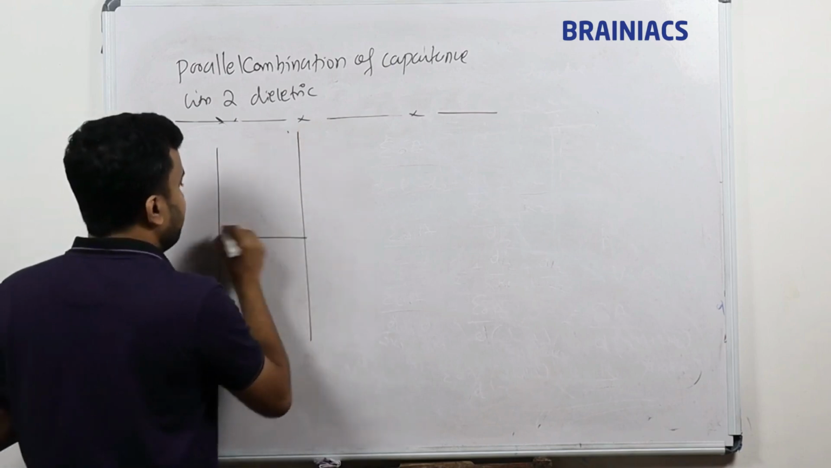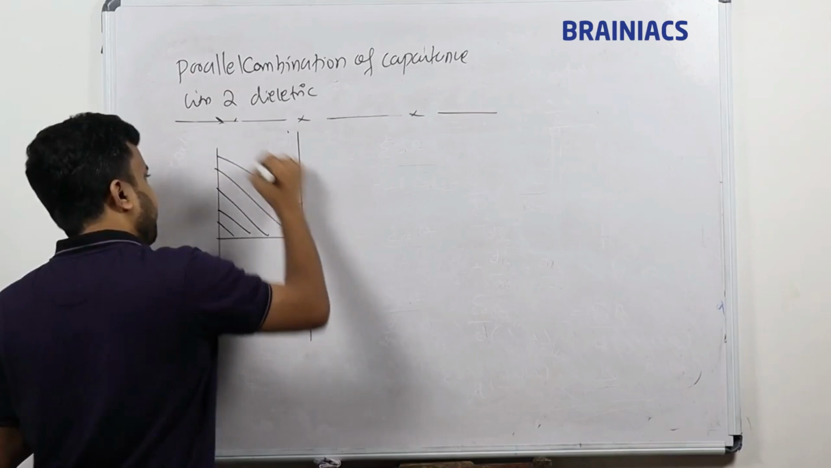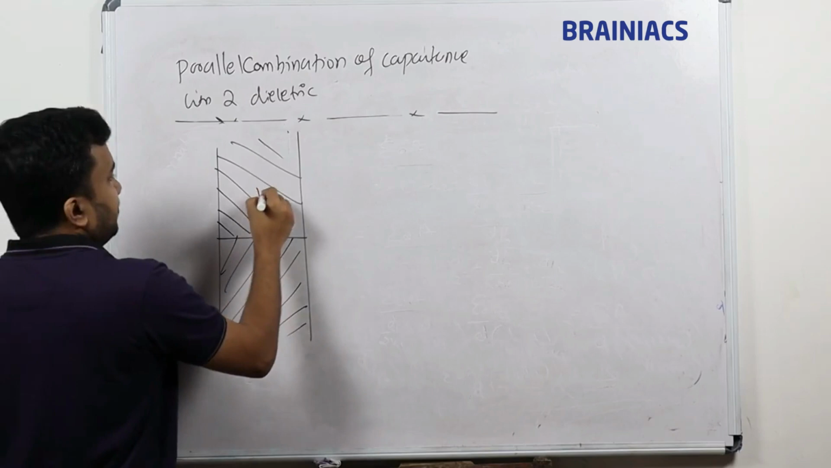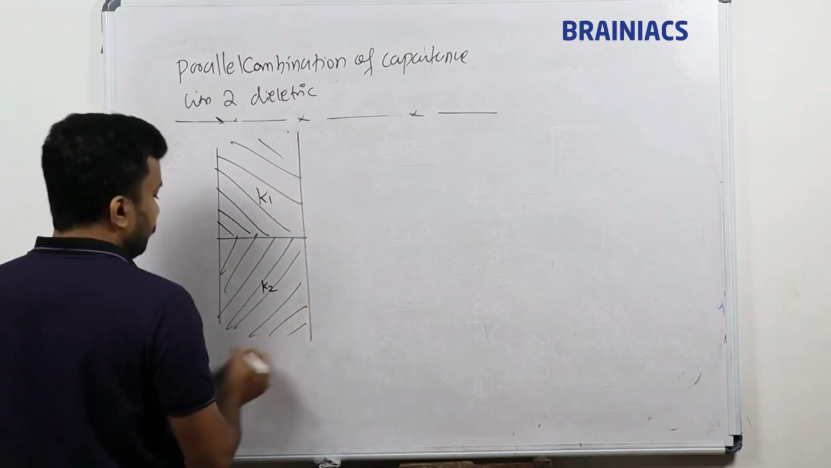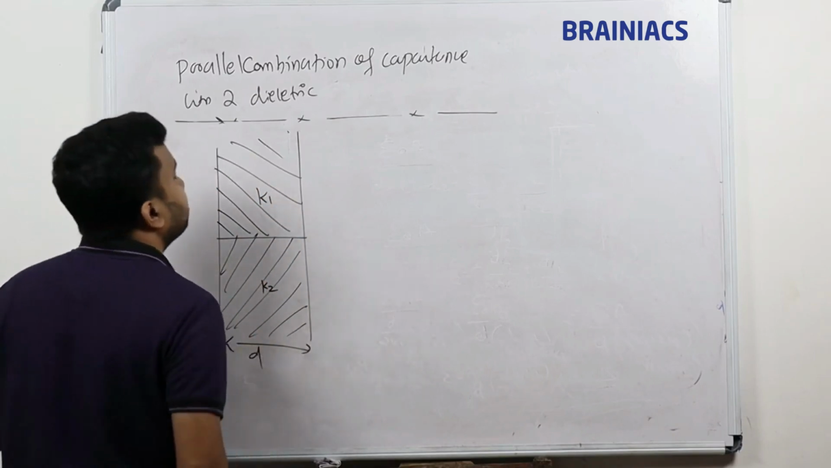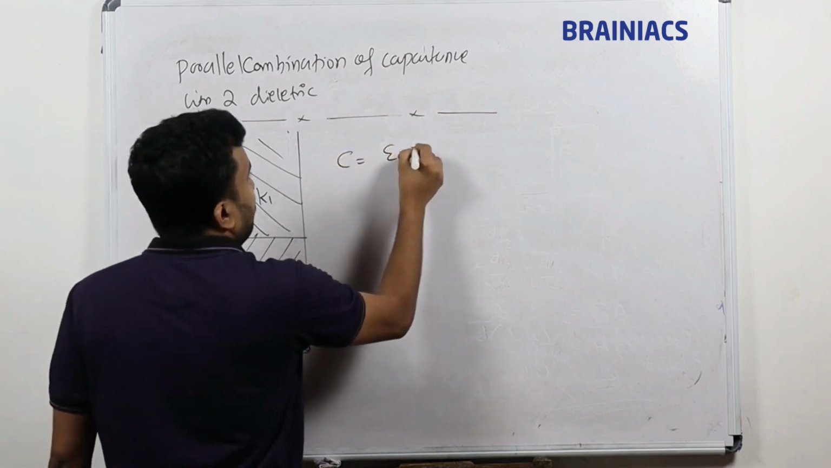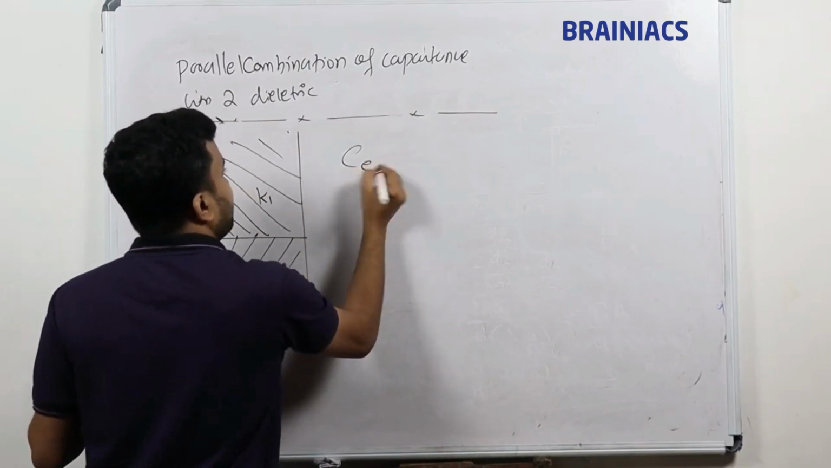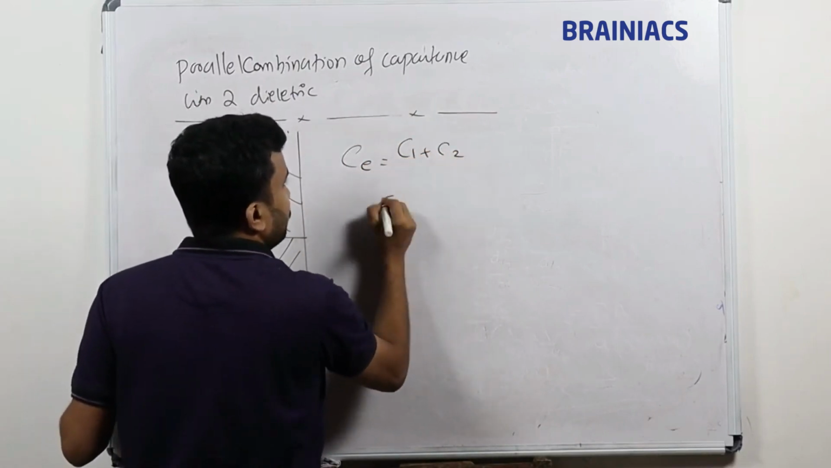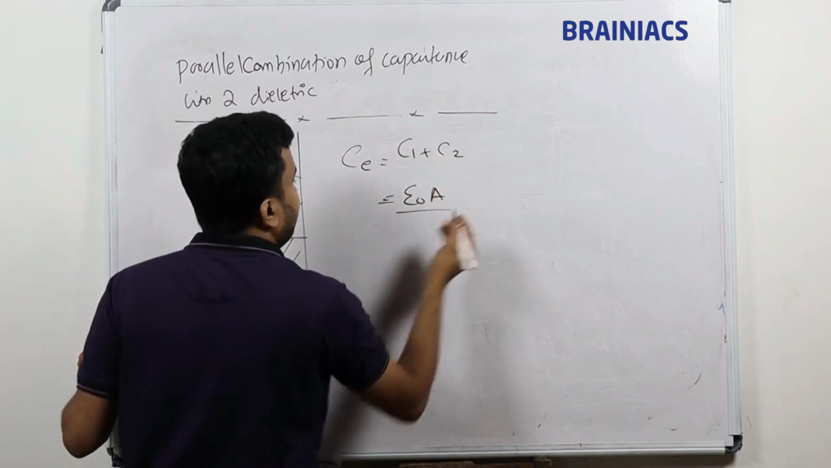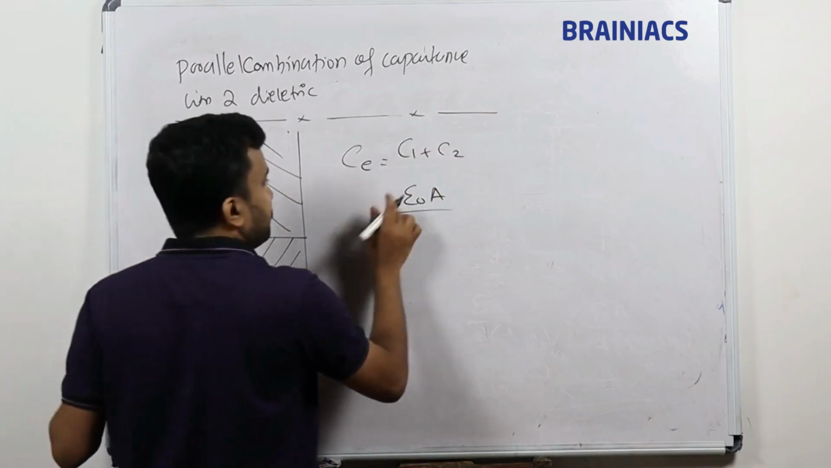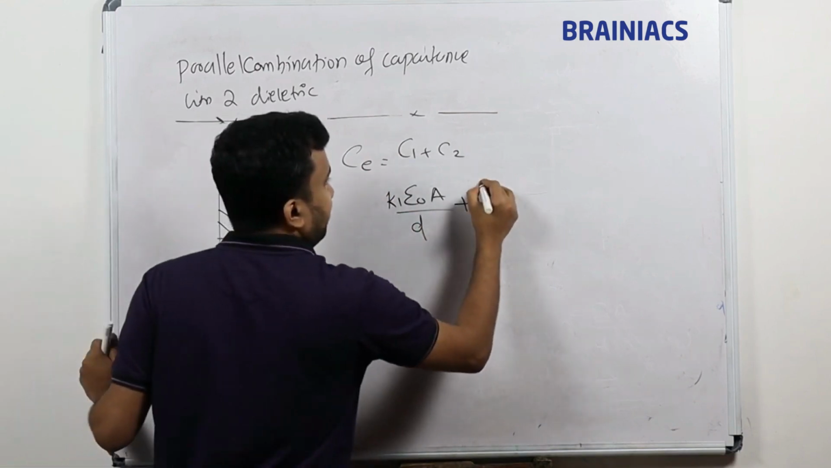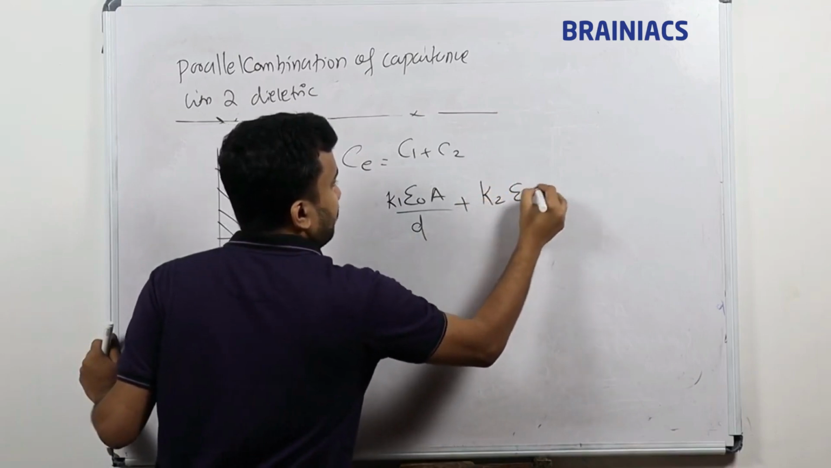In that case, the distance will be the same like this. This type of model is a parallel combination. This is K1, this is K2. Distance between the plates is D. It is two capacitances in parallel connection. So C equivalent equals C1 plus C2. C1 is K1 times epsilon A by D, plus K2 into epsilon A by D.